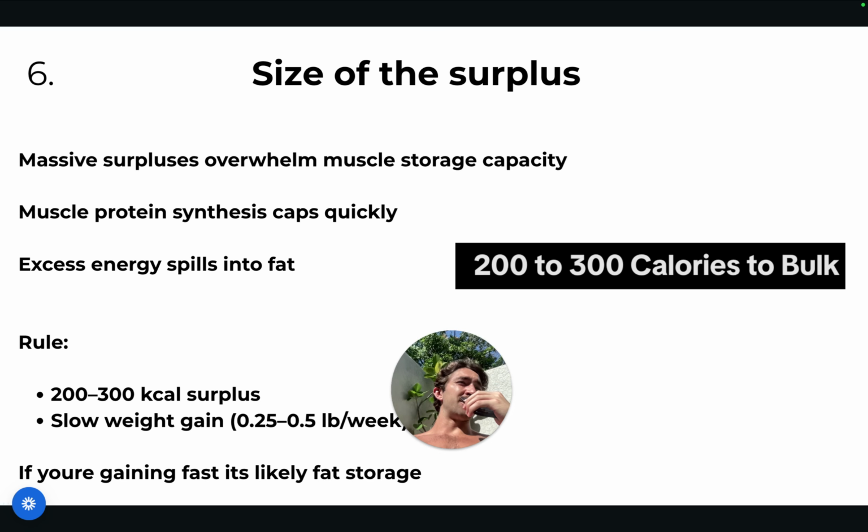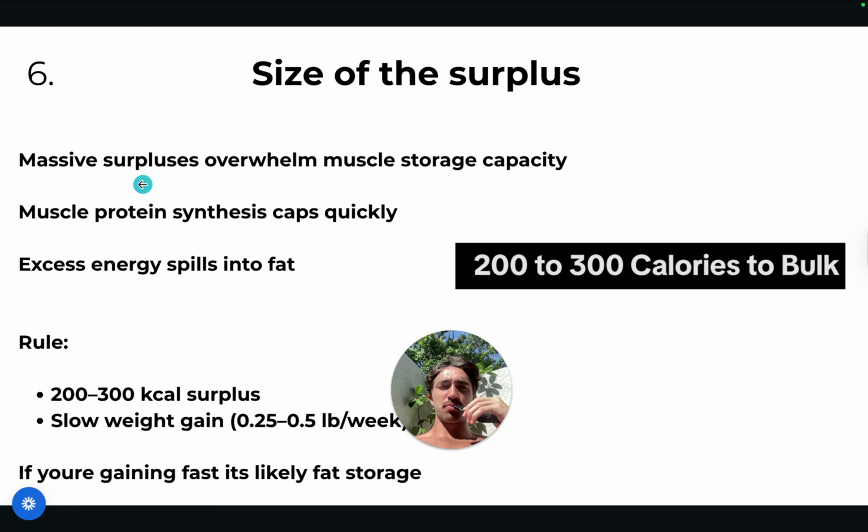Basically, the easiest way to explain this is you have a muscle storage capacity. So it doesn't matter how many calories you eat. You can eat a ton more calories, but you're not going to build so much more muscle just because you're eating way more. There's a limit to how much muscle you can gain in a certain time period. So we just want to adjust the calories accordingly to how much muscle you can really gain.